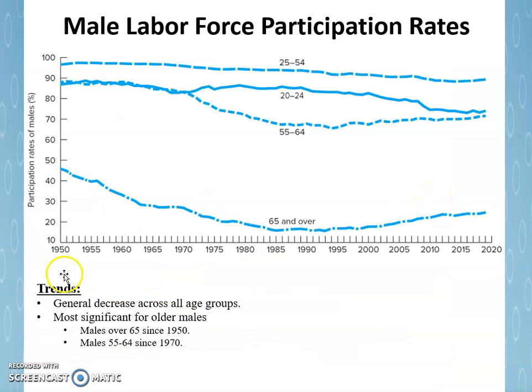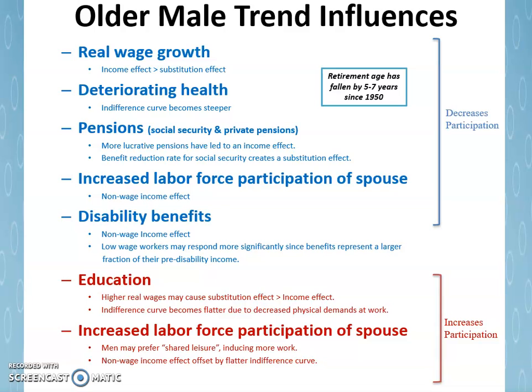Another factor is increased labor force participation of spouses, mostly women, because in the same period of time after World War II that we see the drop in male participation, we're seeing women entering. And a lot of those women are married, part of the household, and they're bringing in income to that household, and that becomes a non-wage income effect for the males. And that causes them to work less, participate less.